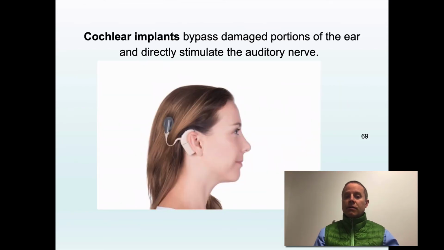Good news with the cochlea: in the past 20 years, there's been an invention called the cochlear implant. The cochlear implant replaces what the cochlea used to do. People with that kind of damage, some of them can be helped and can regain the ability to hear, which is quite miraculous.